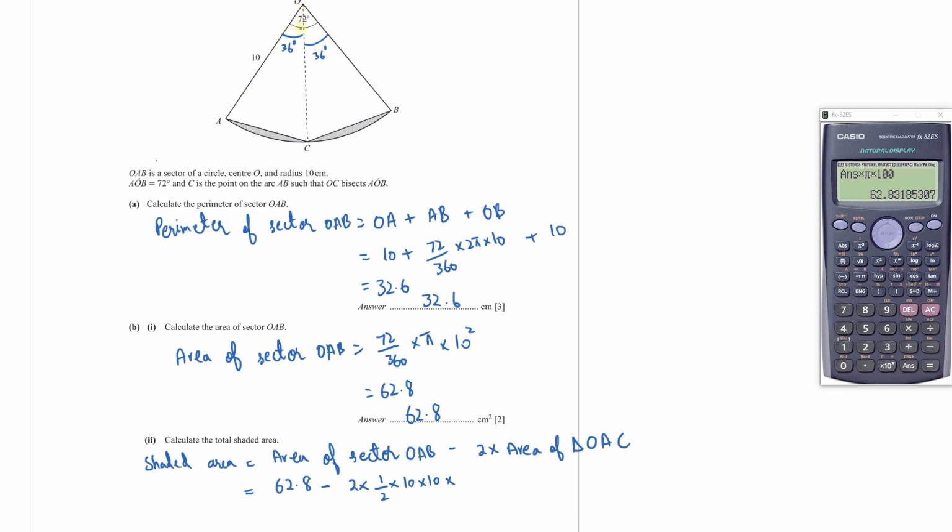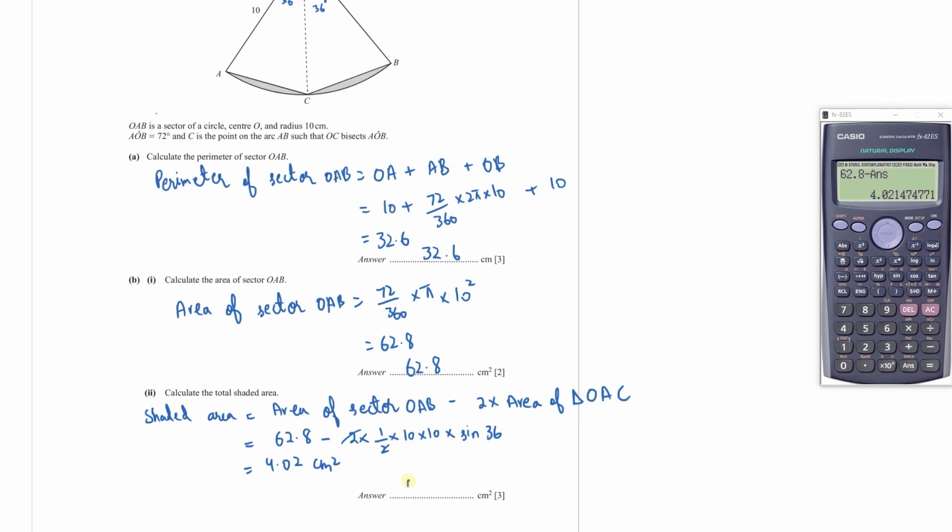So I'm taking this side OA and this side OC. So the angle between them is 36. So sine of 36. So this 2 and this 2 will cancel out. So sine 36 multiplied by 100, and then 62.8 minus the answer. So this gives you 4.02 up to three significant figures. So the area of the shaded region here is 4.02 centimeters square.